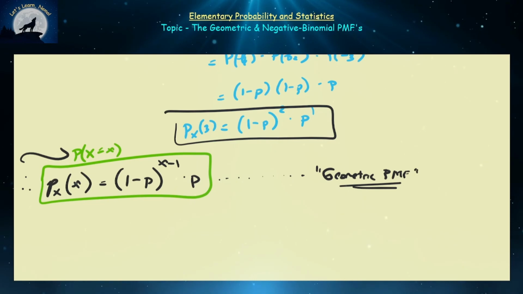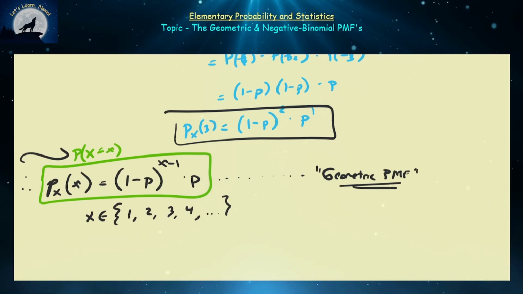So a couple of very important things that you definitely should notice. The little value x can only be in the interval 1, 2, 3, and 4, and it will go up to infinity because it could take at least 5 million tries, highly unlikely, until we get our first success.